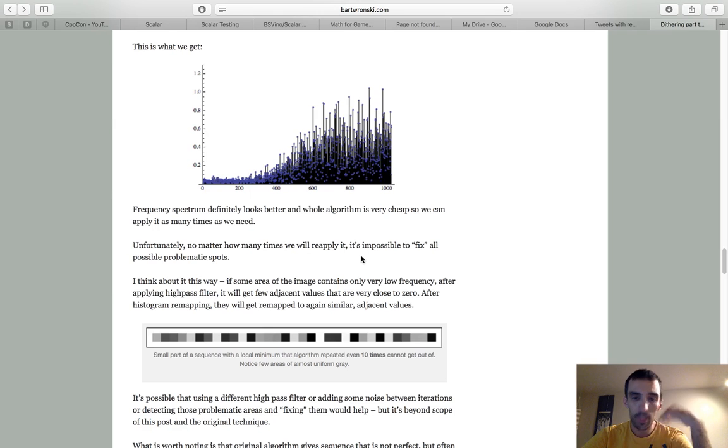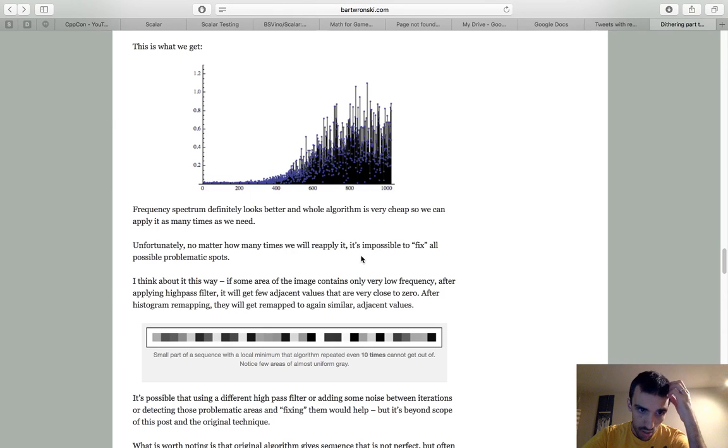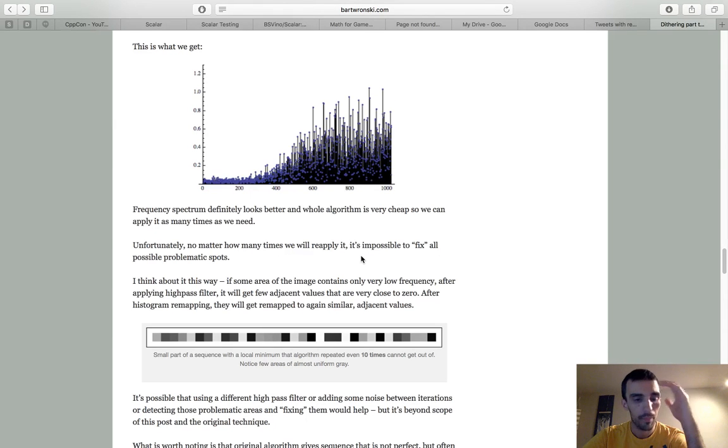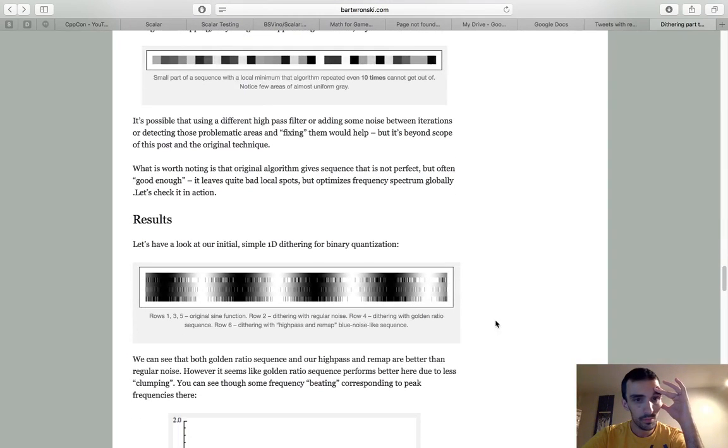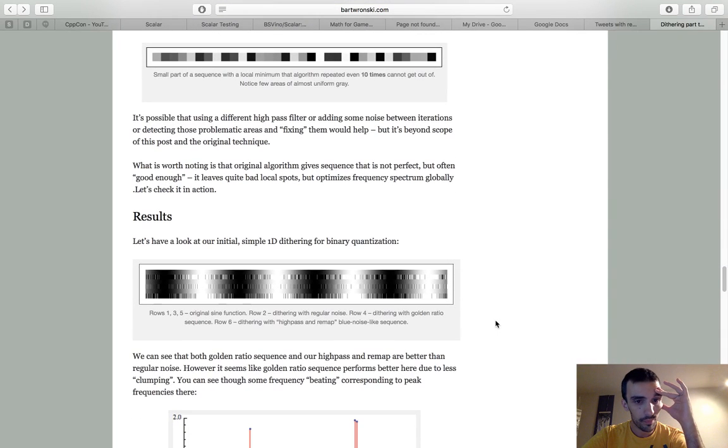Fortunately, no matter how many times we reapply it, it's impossible to fix all of the problematic spots. That's fine. If some of the image contains only very low frequency, after applying a high-pass filter, we'll get a few adjacent values that are very close to 0. After histogram remapping, they will get remapped again to similar adjacent values. All right, cool.